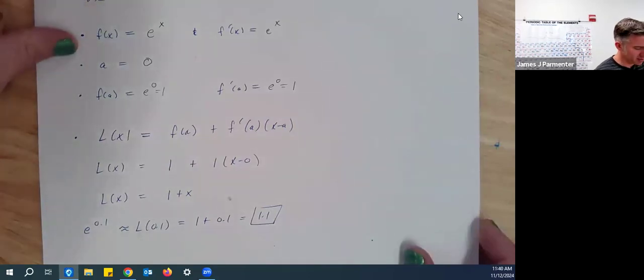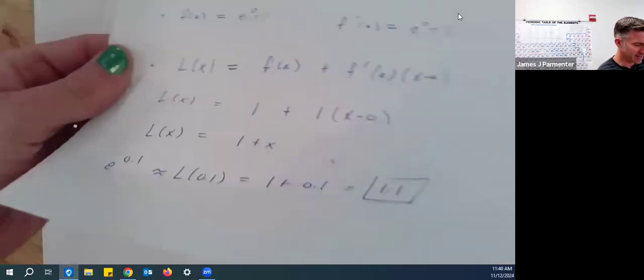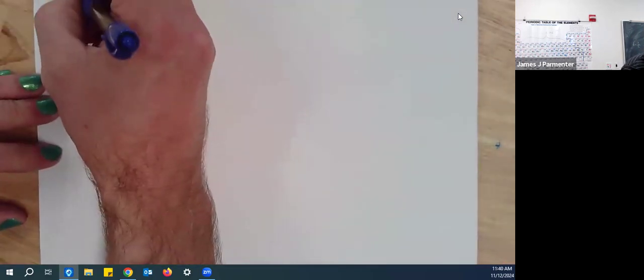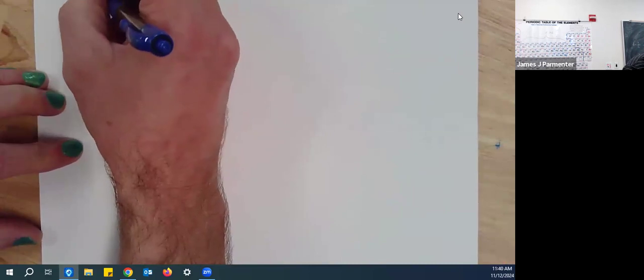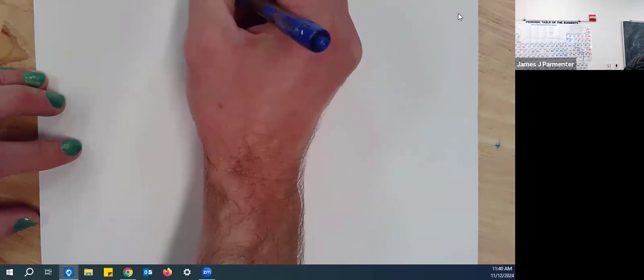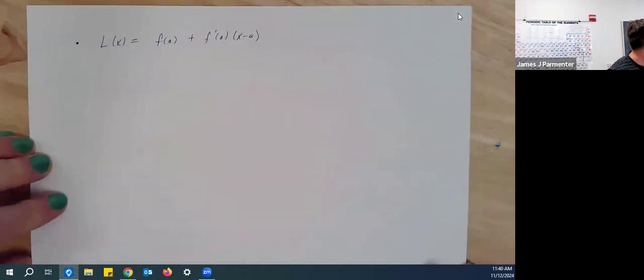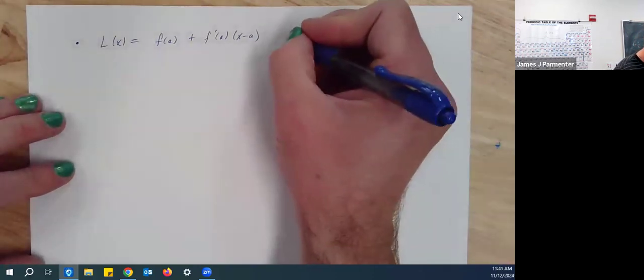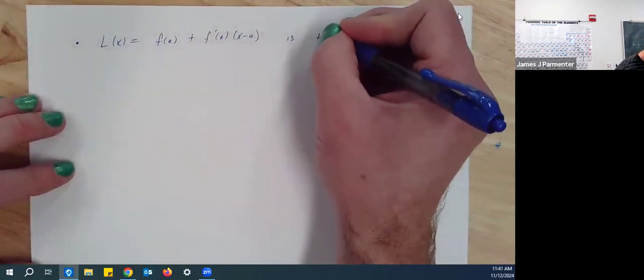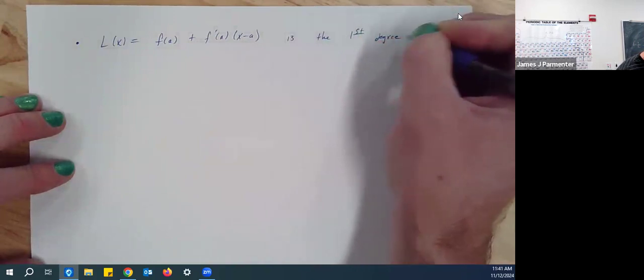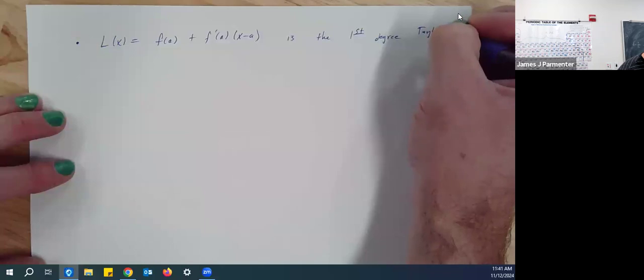Well, let's talk about the rest of the Taylor polynomial stuff because I think it's easier to see what's happening. I will point out that the linearization, which is f of a plus f prime of a times x minus a, is the first degree Taylor polynomial.